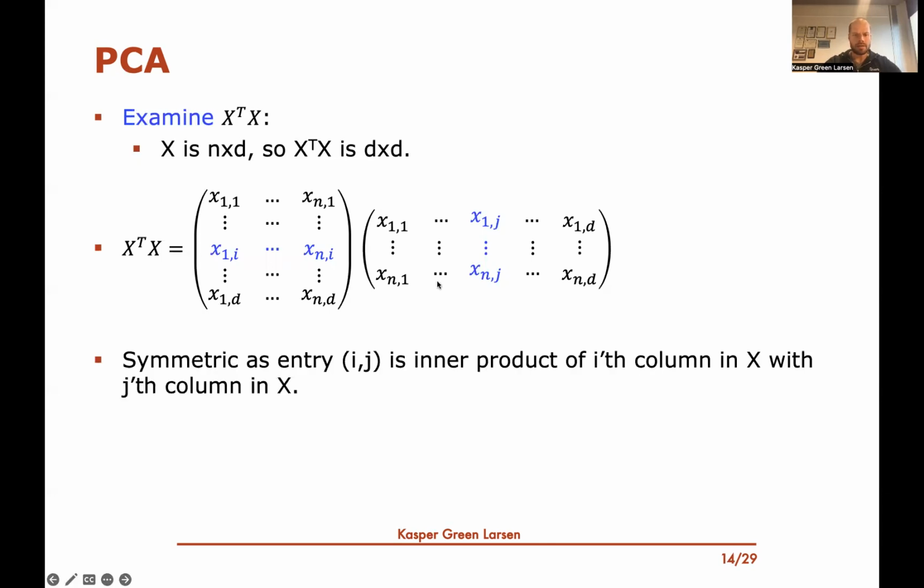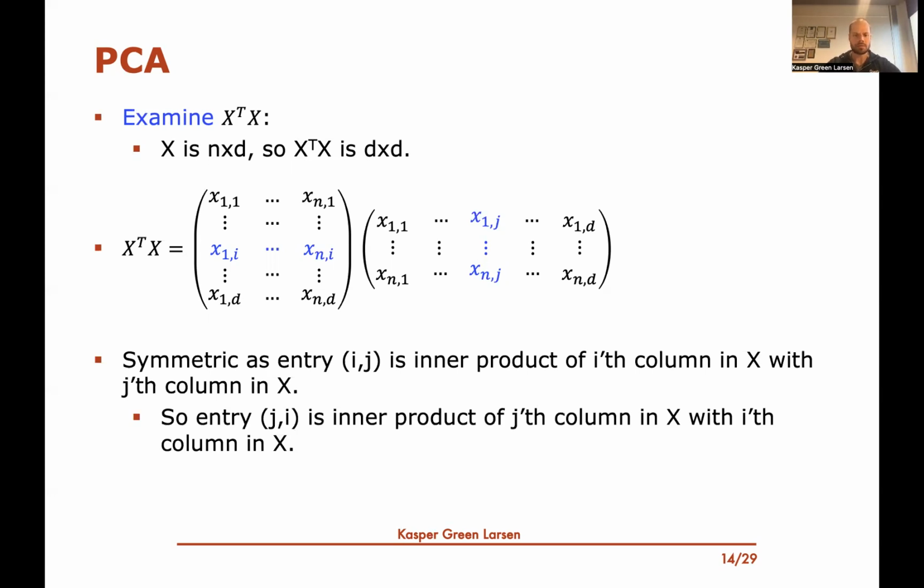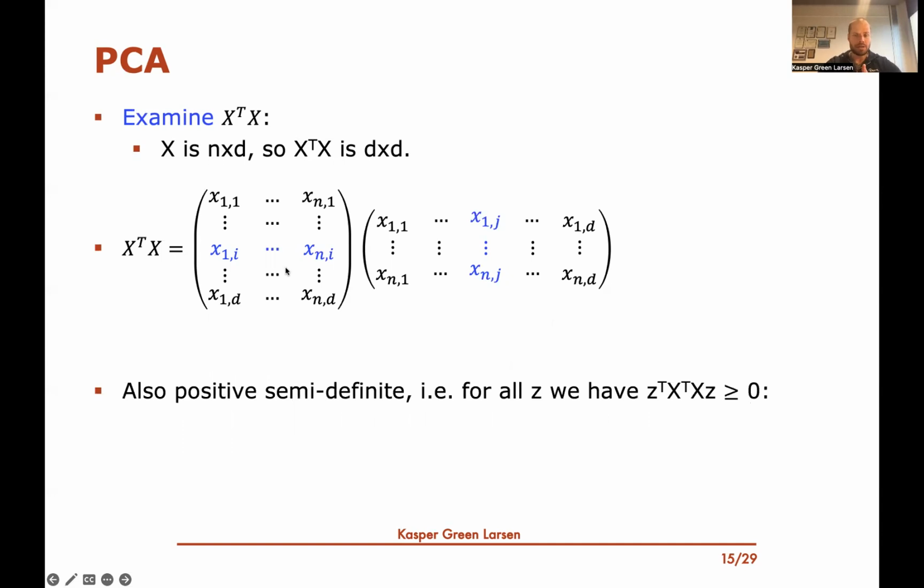And what you see here is that this is also a symmetric matrix, because entry i, j is the inner product of the ith column of X and the jth column of X. So if we swap i and j, we get the same, right? Then it's just the inner product of the jth column against the ith column. So it's a symmetric matrix and it's real, which is easy to check. And it's also positive semi-definite.